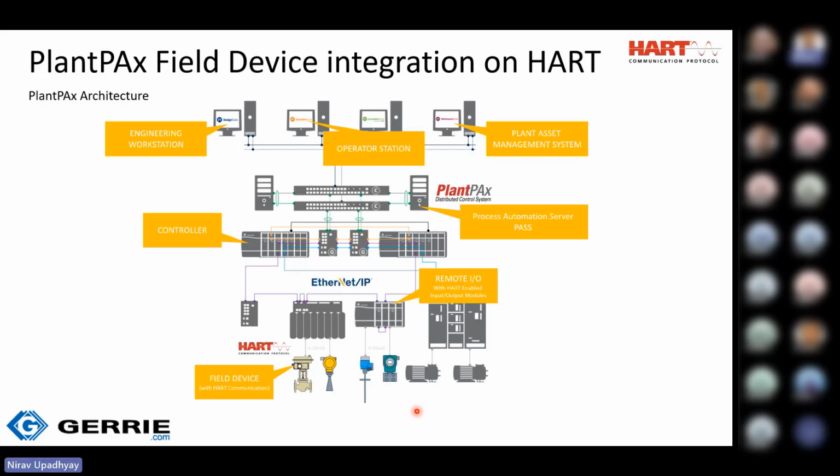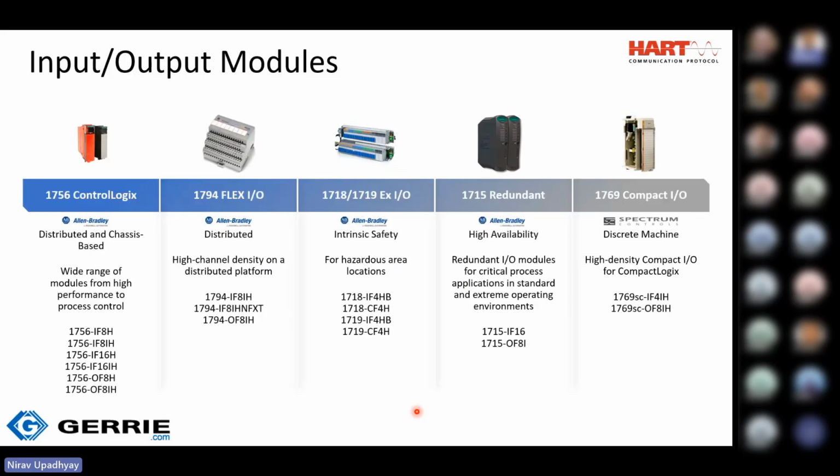So IO types typically support analog input, analog output, HART, FF, Profibus PA, Foundation Fieldbus, and Ethernet/IP, and it can be local and remote. So you have distributed and chassis-based IO, 1756 ControlLogix IO. You can connect the 1794 HART-enabled FLEX IO for high channel density on a distributed platform.